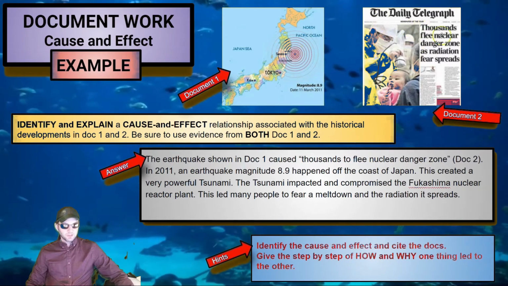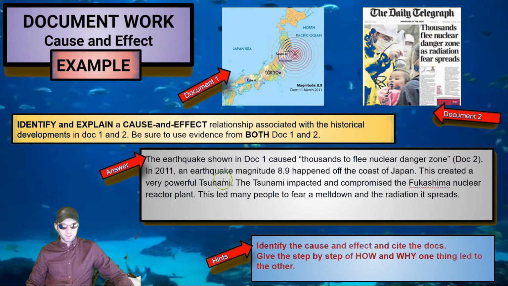Newspaper, thousands flee nuclear danger zone as radiation fear spreads.